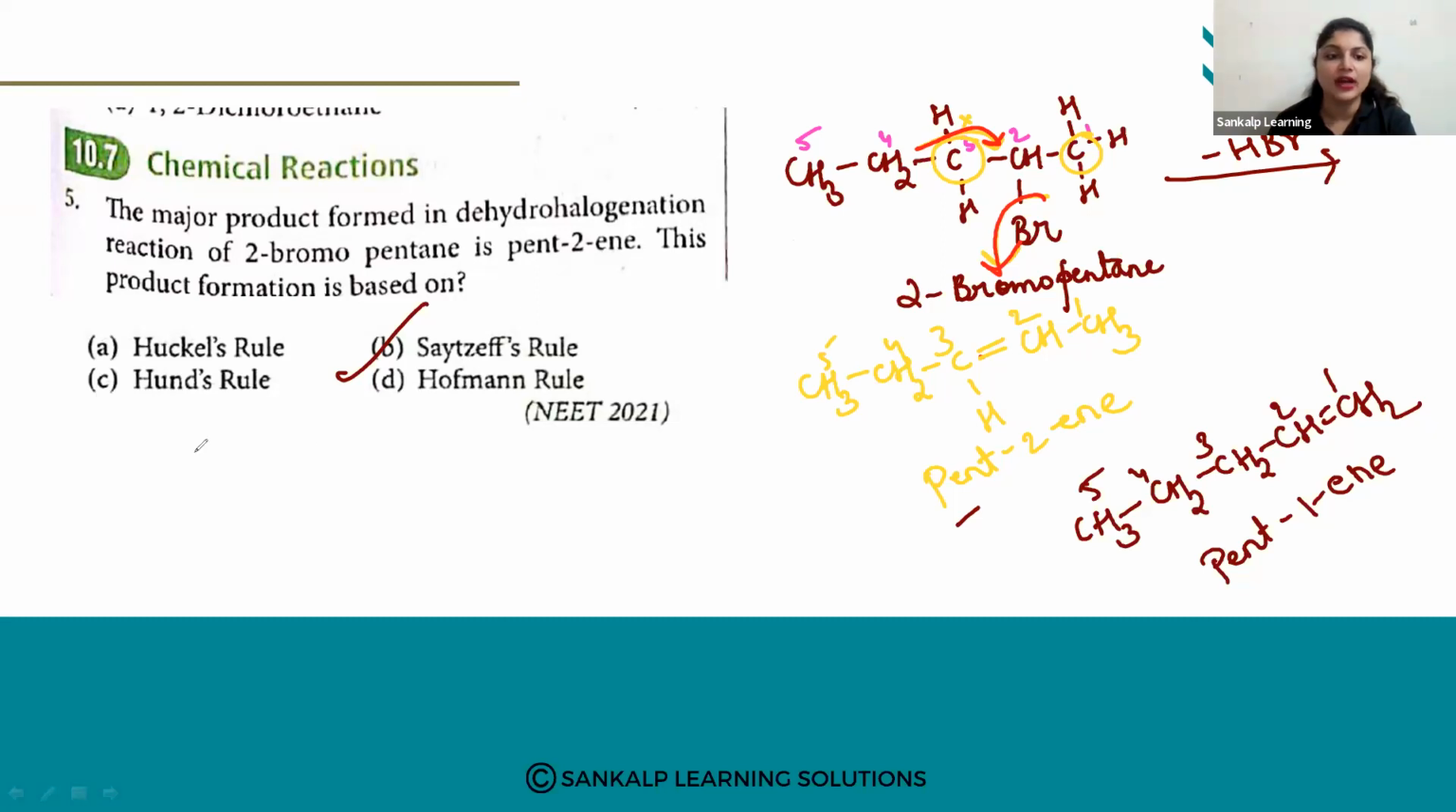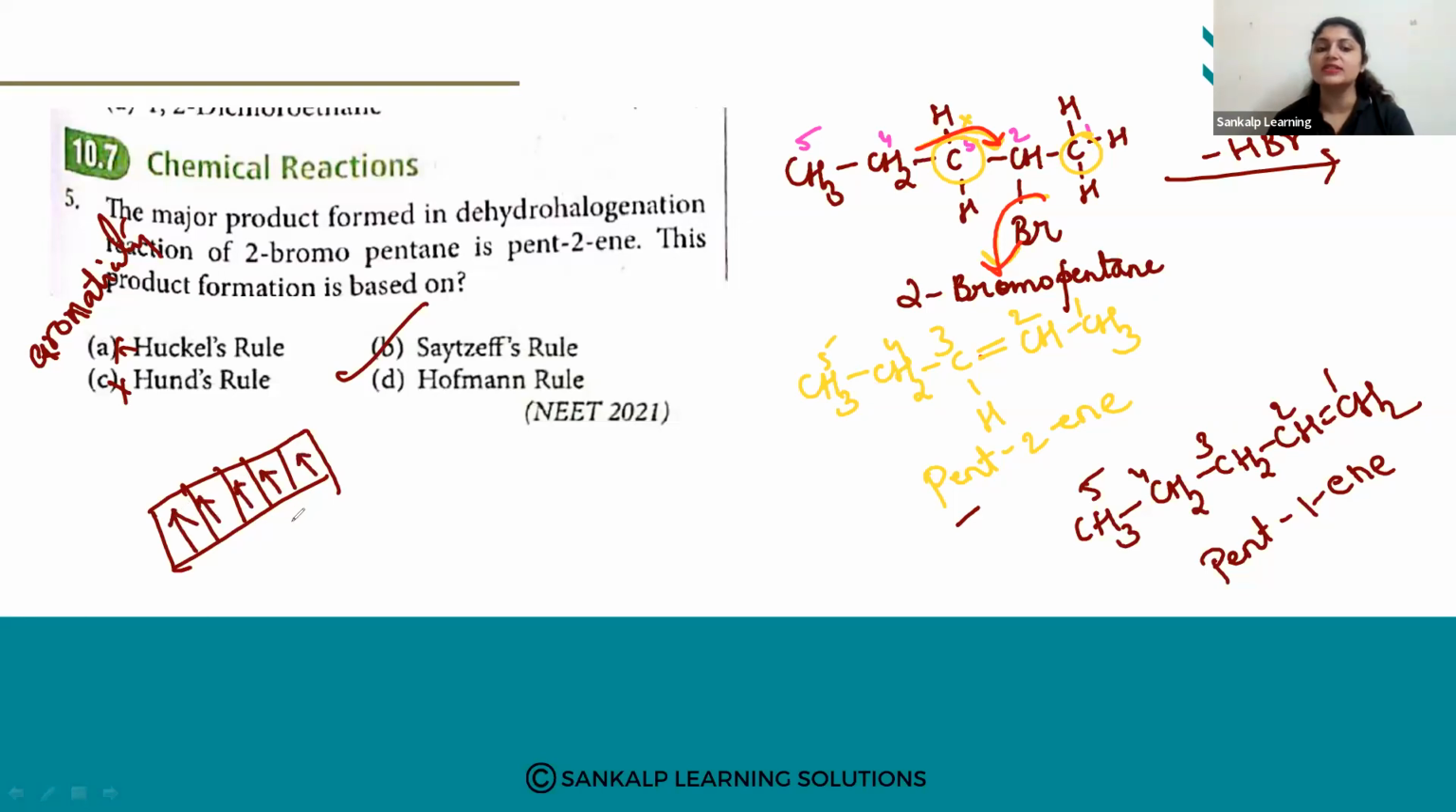Now, Huckel's rule tells you about aromaticity, so this rule is not applicable. Hund's rule talks about degenerate orbitals. You know this Hund's rule, right? Electron filling takes place in the degenerate orbitals singly first, and then the pairing takes place. So this rule is also wrong.